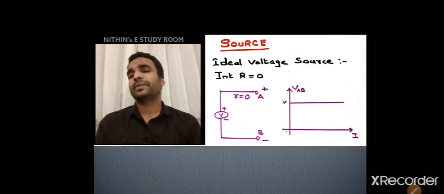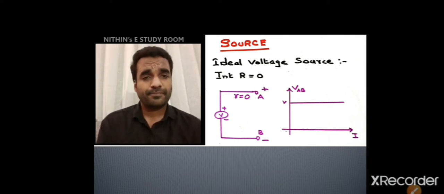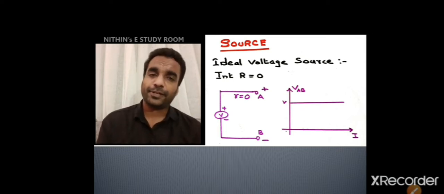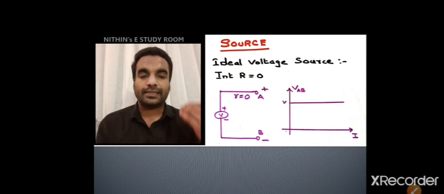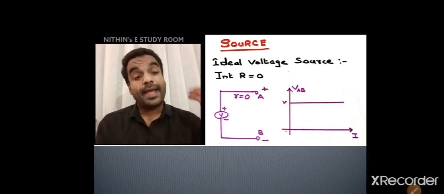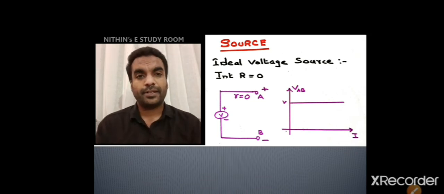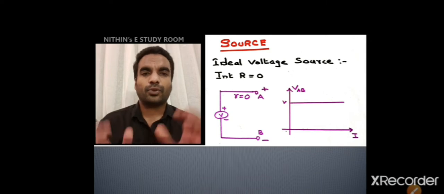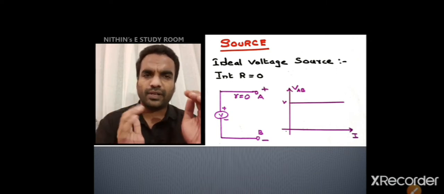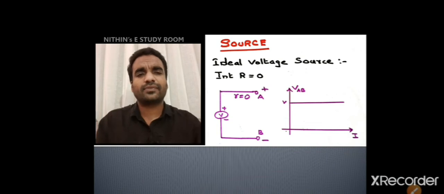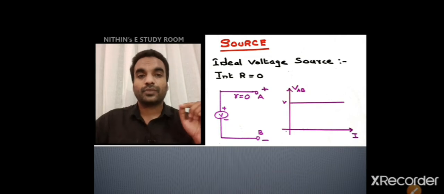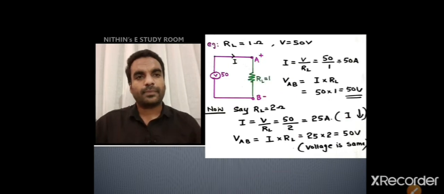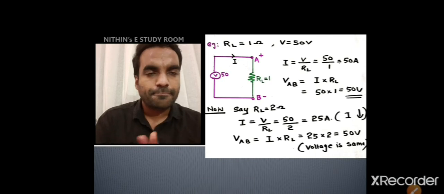So this is my question. Is it possible in a practical scenario? Is it exactly impossible in a practical scenario? In a practical scenario, if you are connecting another resistance across AB, definitely the terminal voltage value will vary to a small extent. It will not vary in such a wide range, but it will slightly vary based on the change in current. Now we can discuss an example.